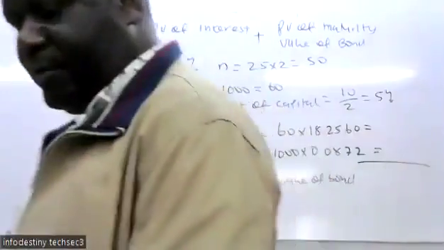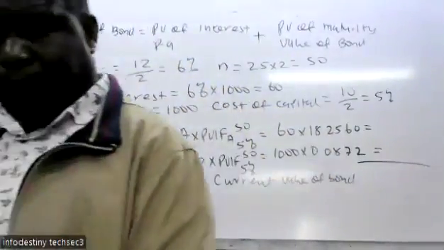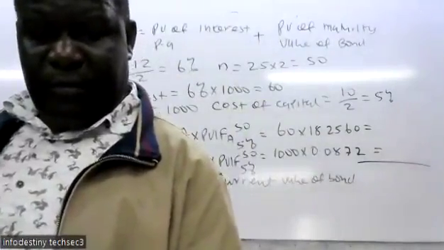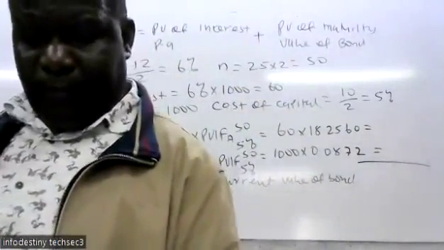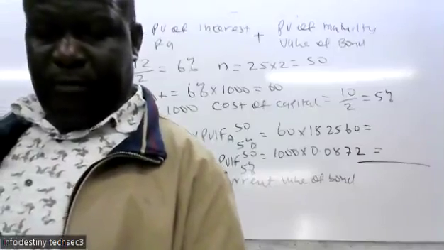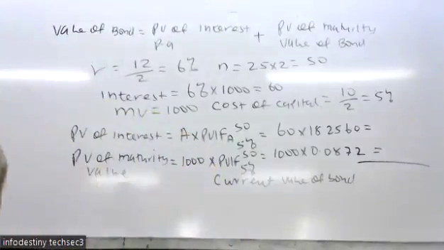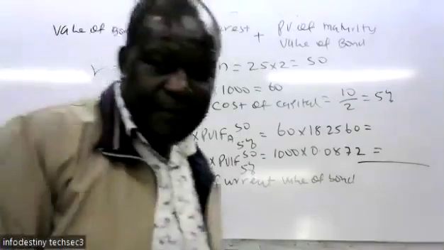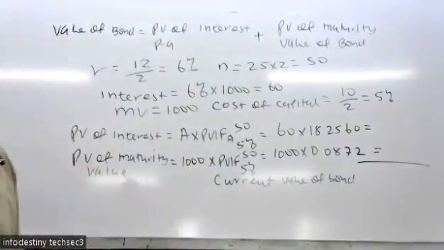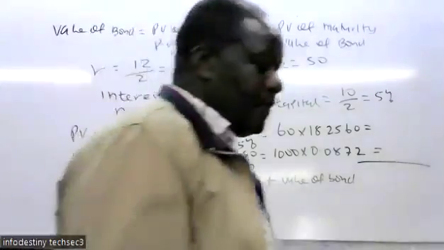It should now be able to give us the current value for the bond. 1180. Yeah, so now we go to Roman letter 2.